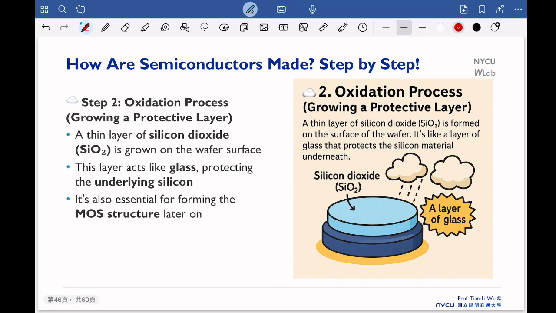The next step is the oxidation process, as you already know. For the MOS transistor, the MOSFET, silicon dioxide is crucial, so we need to find a way to grow silicon dioxide, which is here. This is SiO2, and it acts as protection for the bottom silicon material here.